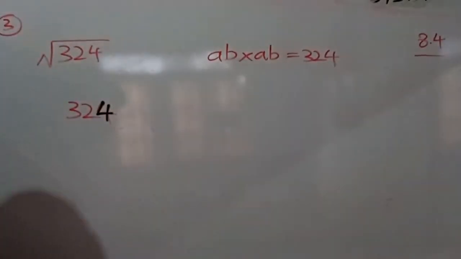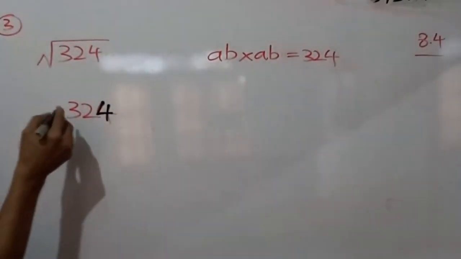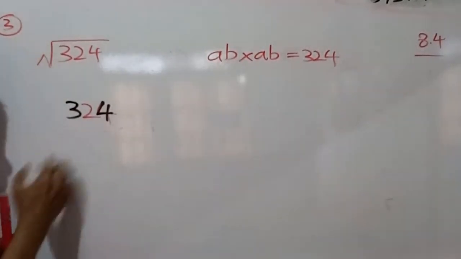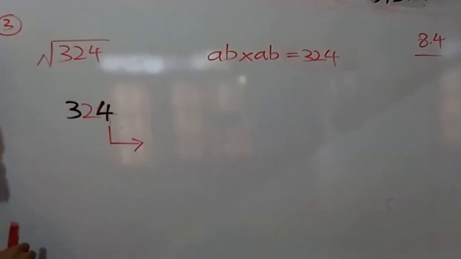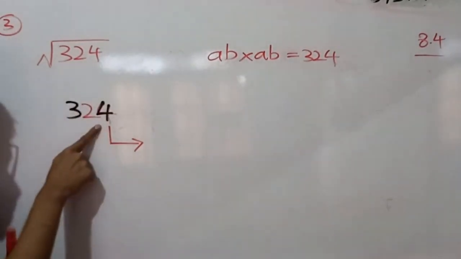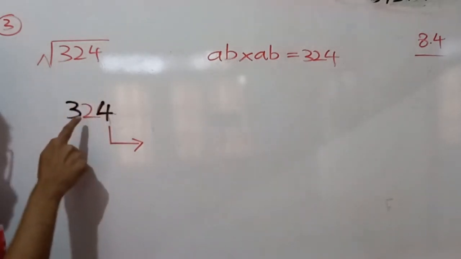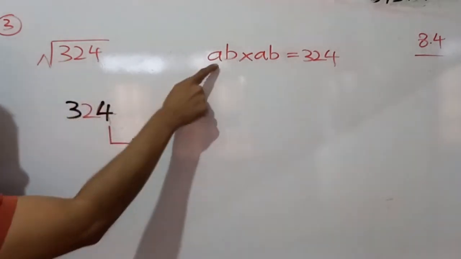Right. So now when we calculate the square root of a given number using the observation method, we focus on these two digits, right? Okay. Now, this is the ones place of this number, no? Right? So, since the digit is 4, that means what? AB means what?